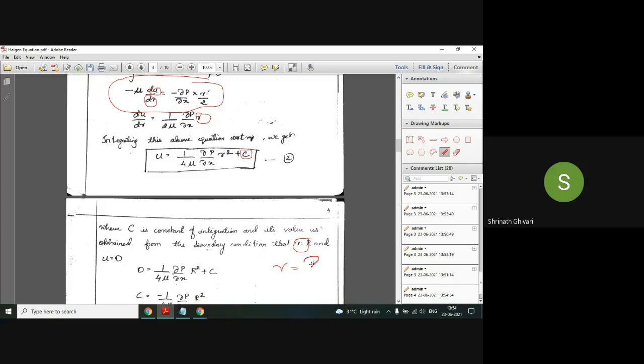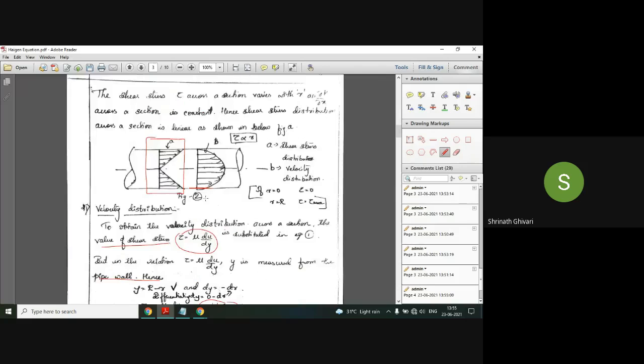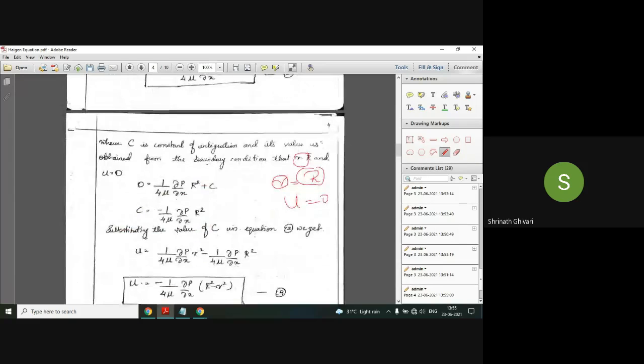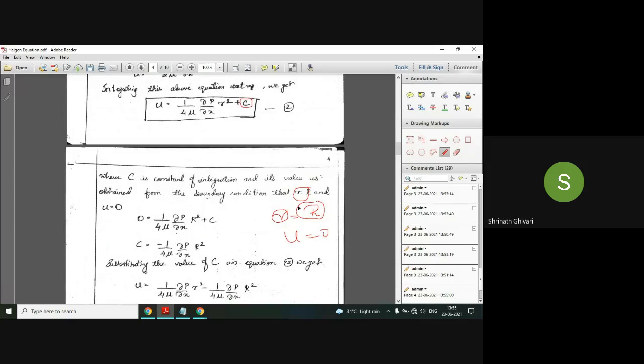When r equal to capital R, it means that when the small fluid element radius is equal to the capital R, that is the circular pipe radius, then the velocity will be 0. As I have told you, near the wall, the velocity will be 0. So now substitute u as 0 and substitute 1 by 4 mu dou p by dou x. Here instead of small r, we are putting capital R square, because the condition is that small r equal to capital R, then only u equal to 0. So u equal to 0, that is 1 by 4 mu dou p by dou x R square plus c.